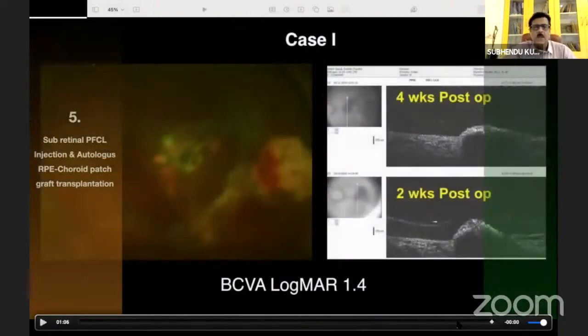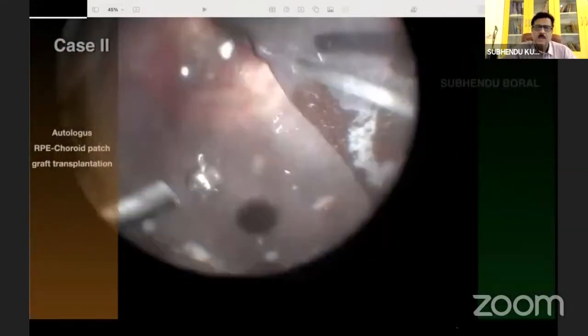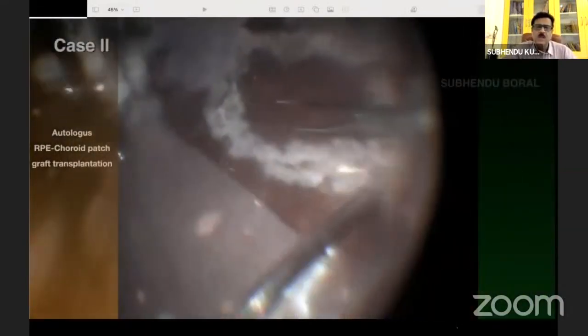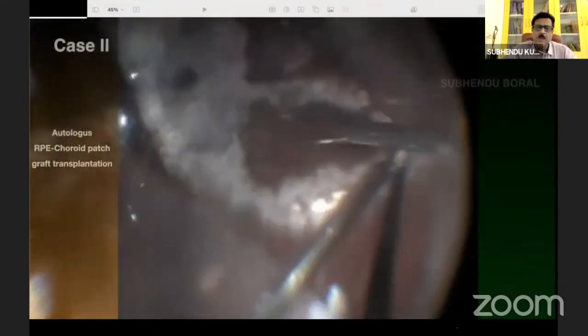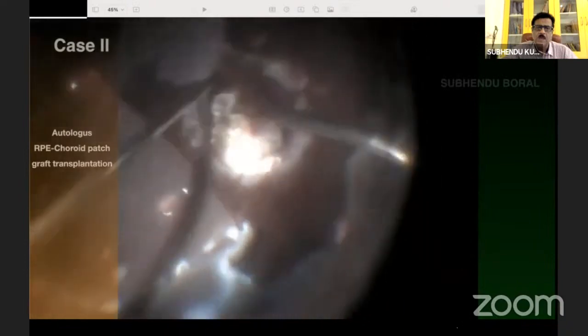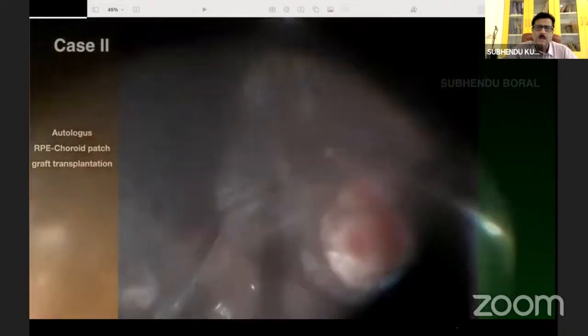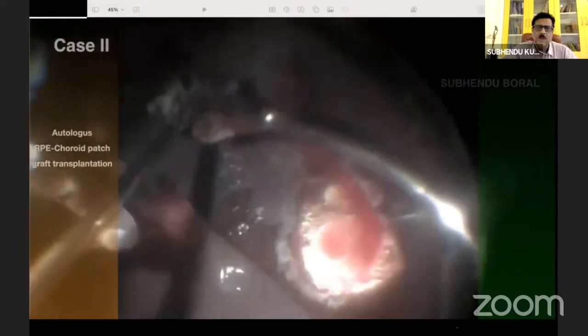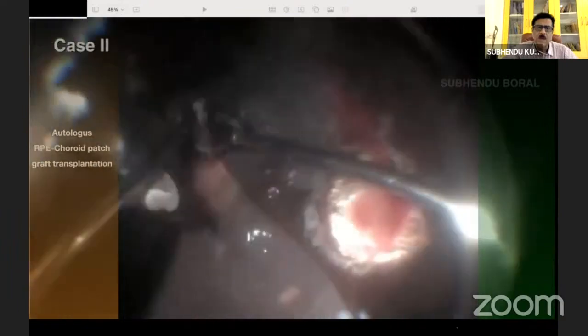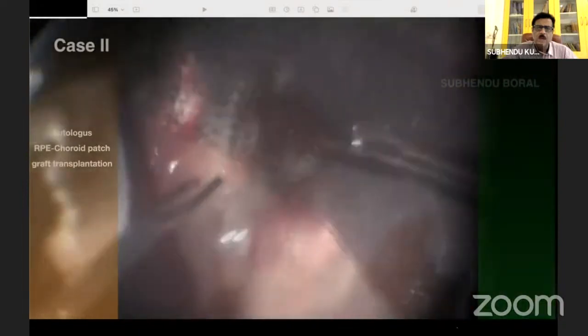This is another case where, after removal of all kinds of blood, I'm injecting PFCL and choosing a relatively healthy looking area of RPE. I did a little bit of cautery, and using bimanual technique with the help of Curtis scissors, I'm cutting the graft under the PFCL. I'm translocating the harvested graft into the proposed site of the fovea. Graft realignment was done.